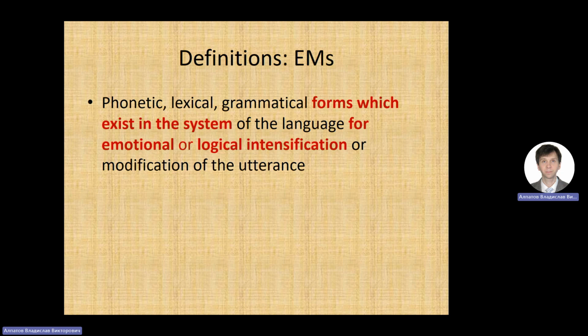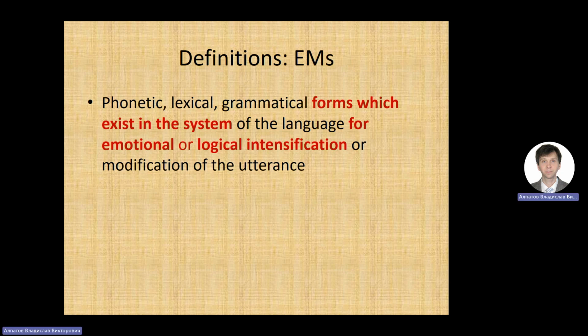This is a slide that you saw earlier on in my lectures, and it explains the difference between stylistic devices and expressive means, right? By which we understand phonetic, lexical, grammatical forms which exist in the language, in the system of the language, for emotional or logical intensification or modification of the utterance. So they are these ready-made things of beauty in the language, which we borrow and use in our speech, and it automatically becomes expressive, right?